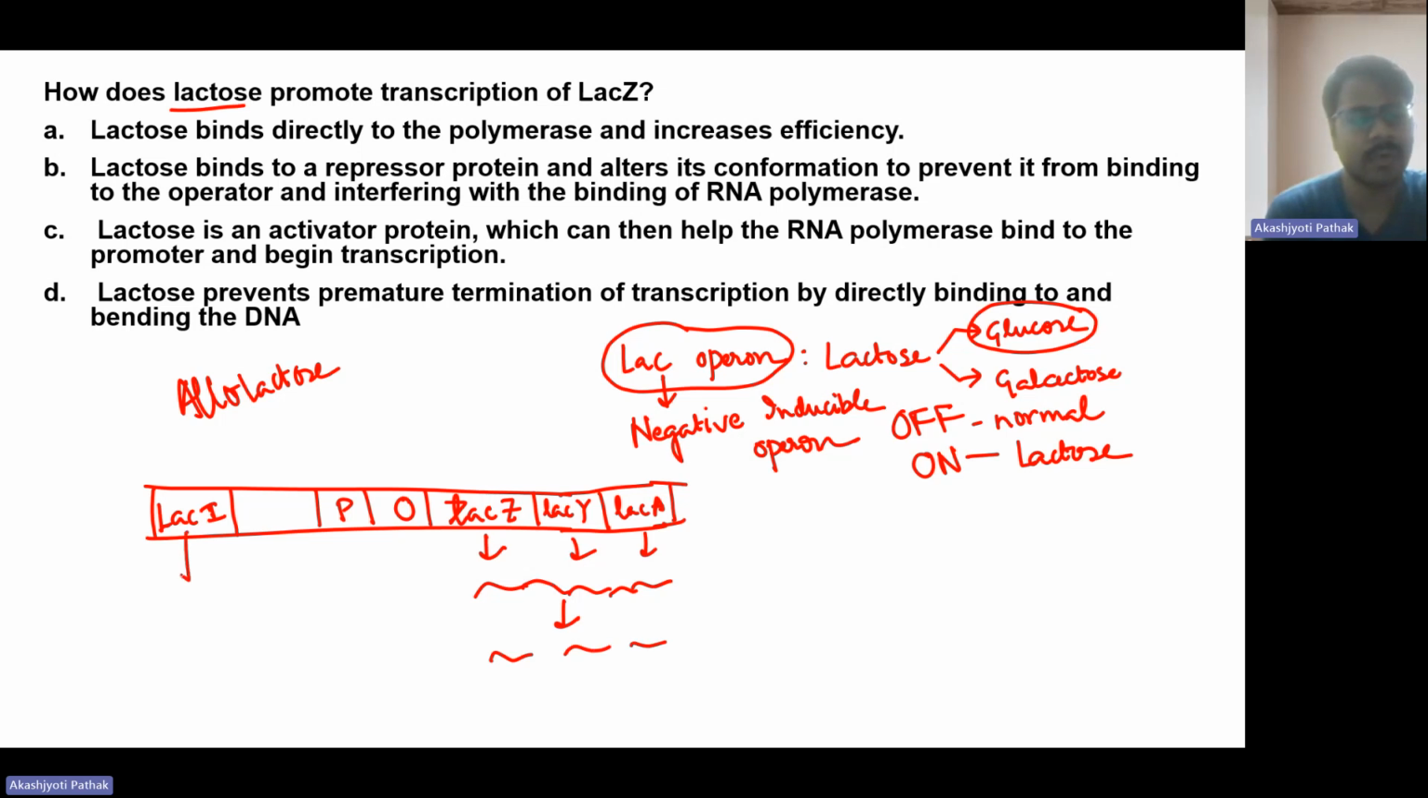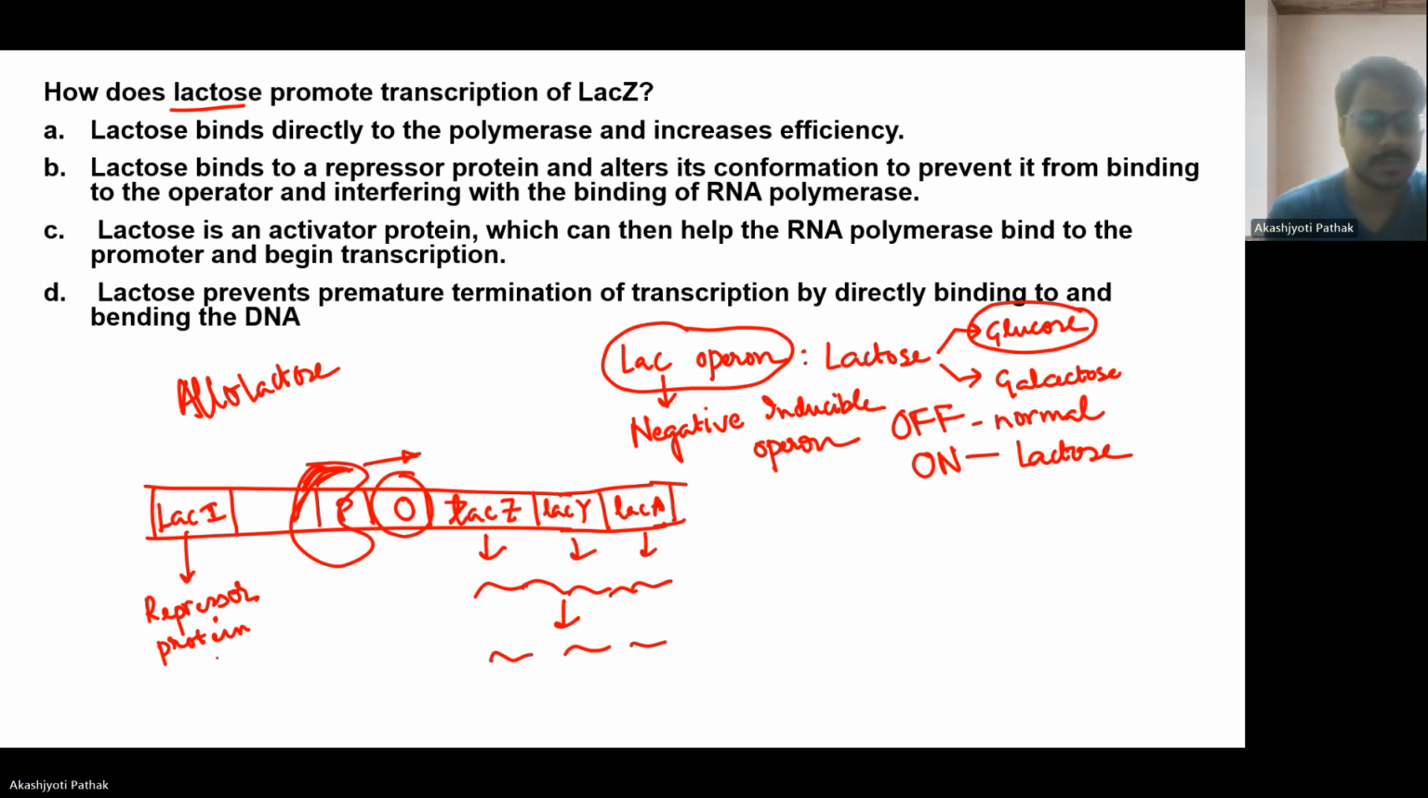So what happens? This lacI codes for a repressor protein. So this is an active repressor. Because this is an active repressor, it goes and binds to the operator region, and it will prevent the RNA polymerase from transcribing the structural genes. It will not allow the RNA polymerase to move ahead.